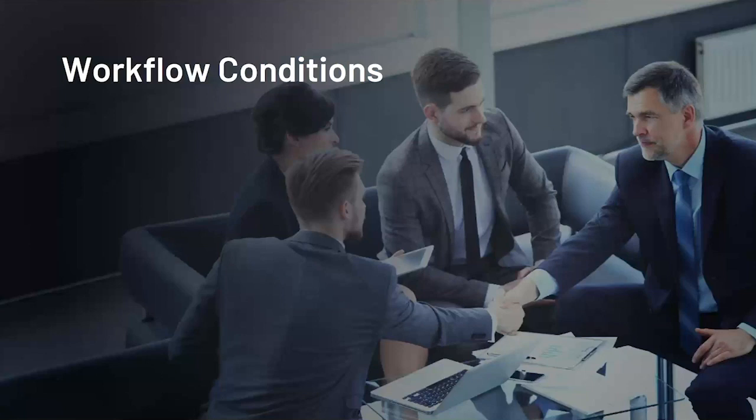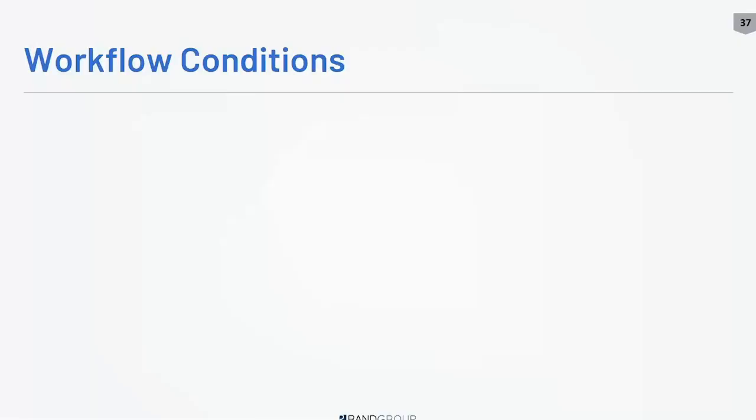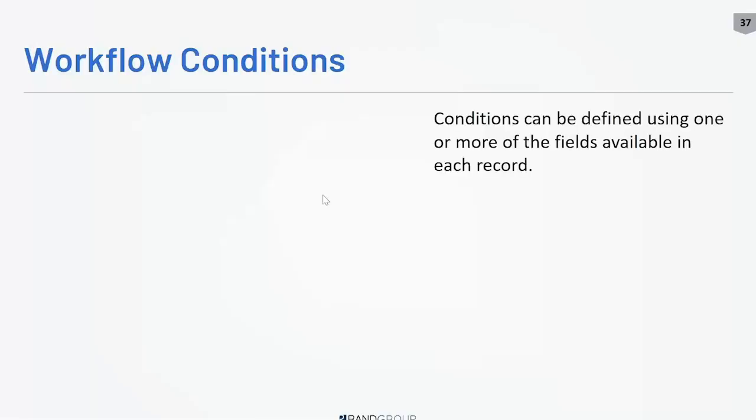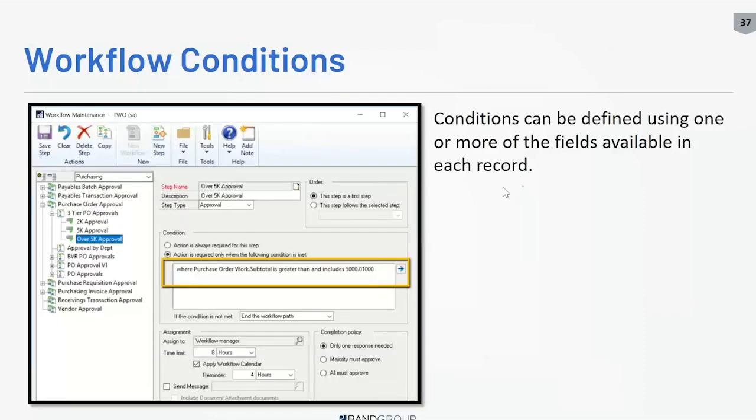In the conditions, you can define your approval steps based on the conditions of your transaction or your record. Conditions can be defined using one or more of the fields that are available in each record. To illustrate that a little more, let's use that same example of the purchase order, where we said that the PO needs to be approved based on the PO subtotal amount.